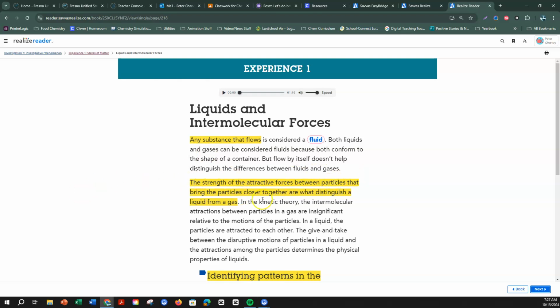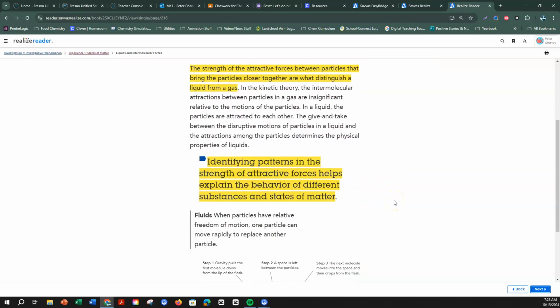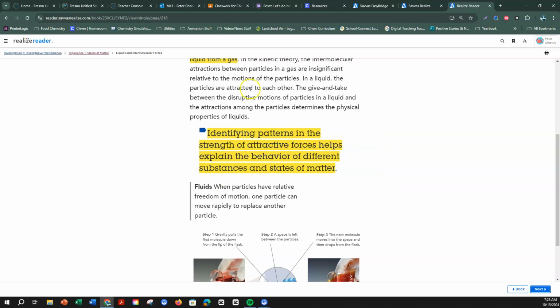Here's another part of the text that we need to highlight, even though it's not a vocabulary word. The strength of the attractive forces between particles that bring the particles closer together are what distinguish a liquid from a gas. And anytime in the textbook we see larger font with a blue flag, that's an important piece, so we're going to highlight that.